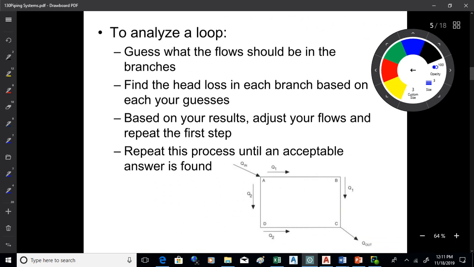Now, really, all you do on this is guess and check. You guess at what the flows are. You do some head loss calculations. You see if they equal each other, and if they don't, you adjust your guesses and run it again. That's really about all there is to it.